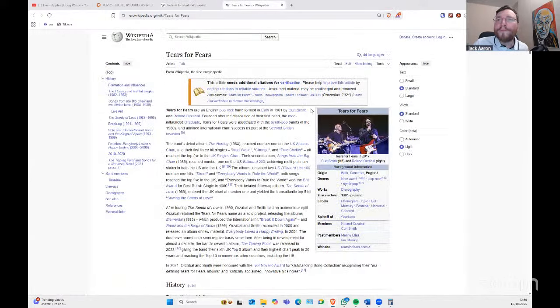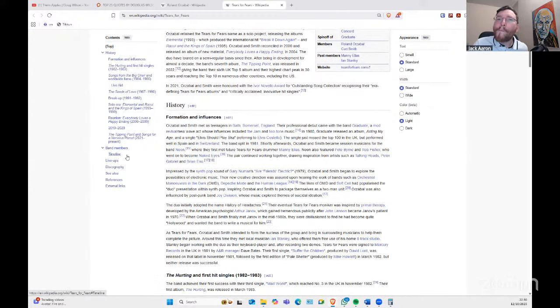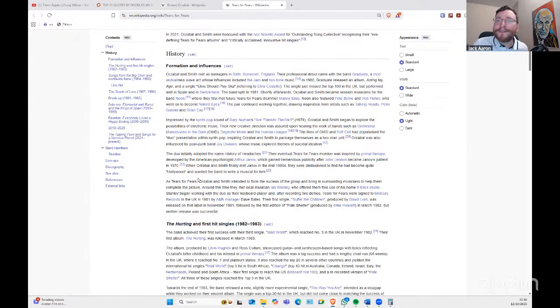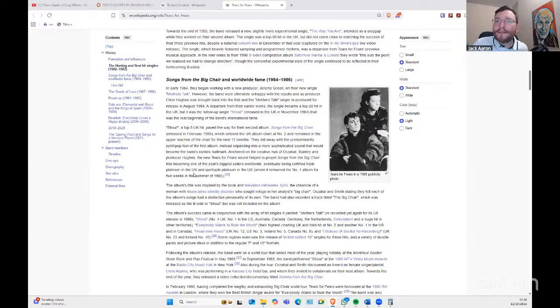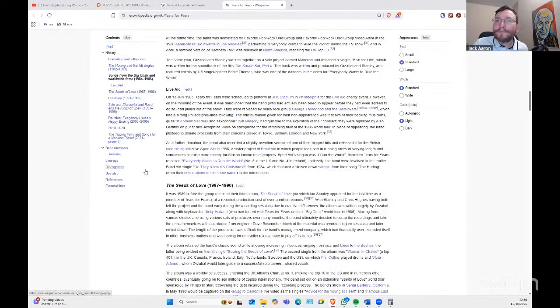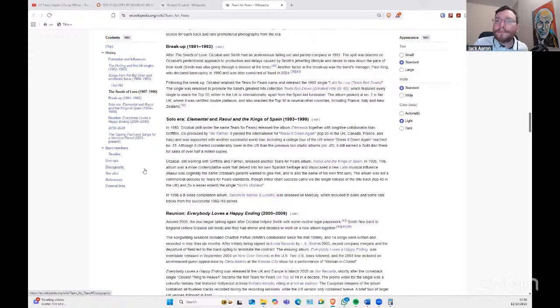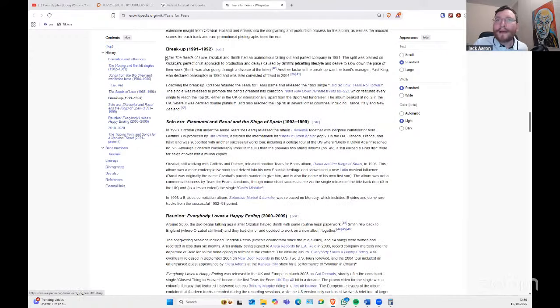Formed by Curt Smith and Roland Orzabal. First band, the Mod Influence graduate. Met as teenagers. History of headaches. And an acrimonious falling out, and parted company. Then Orzabal's perfectionist approach to production and delays caused by Smith's jet-setting lifestyle slowed down the pace of their work.